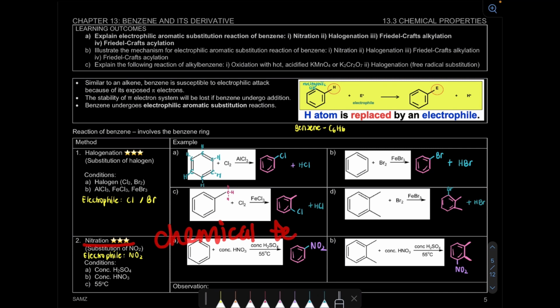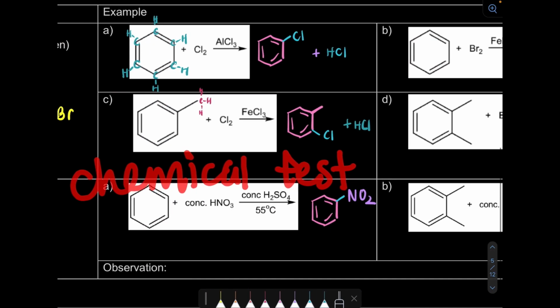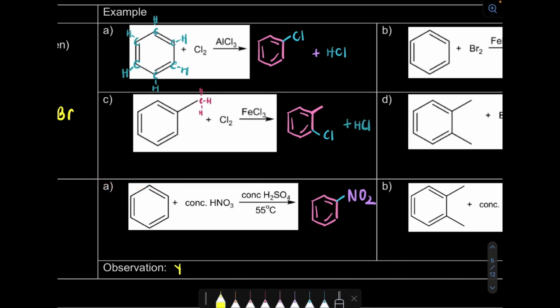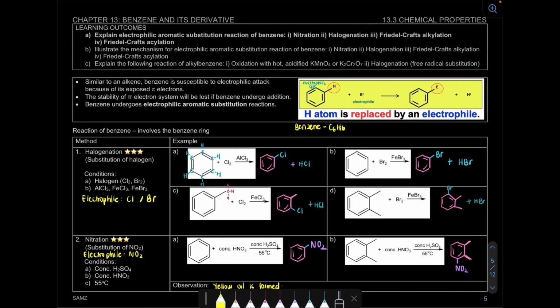Okay, nitration is actually a chemical test. So when we form our nitro compound here, there's an observation which is yellow oil is formed. Okay, so that's for nitration.